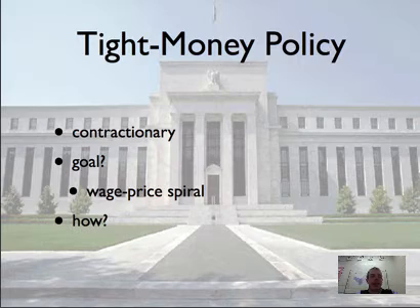The other type of monetary policy the Federal Reserve uses is called tight money policy. Sometimes this is called contractionary policy. The goal here is to avoid rising prices. Avoid that wage price spiral we learned about when we read about inflation in the last chapter. If the economy is growing too quickly, we may need to be concerned about inflation. So the way the Federal Reserve fights inflation is to slow the growth of the money supply.